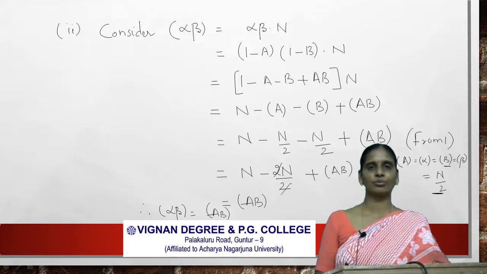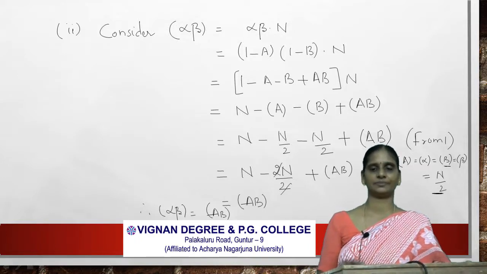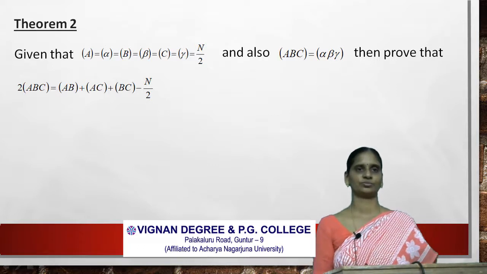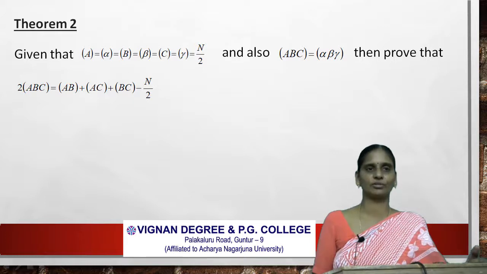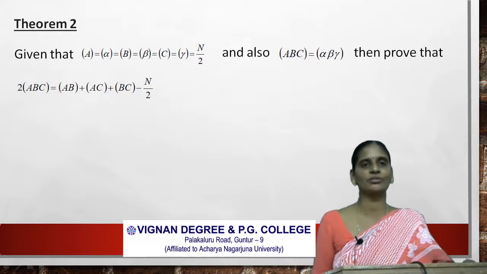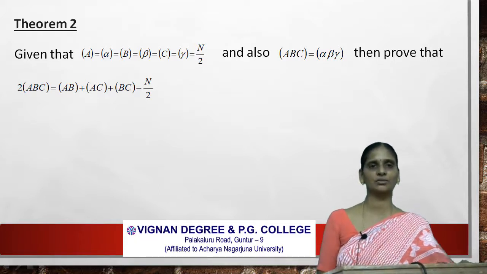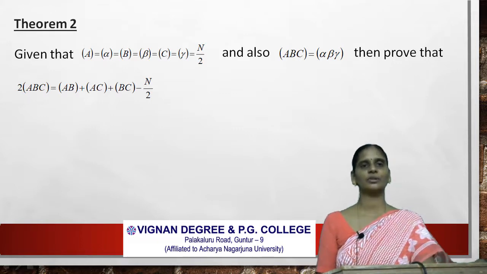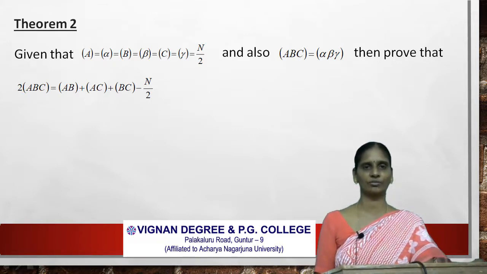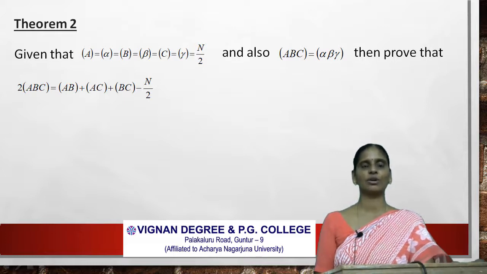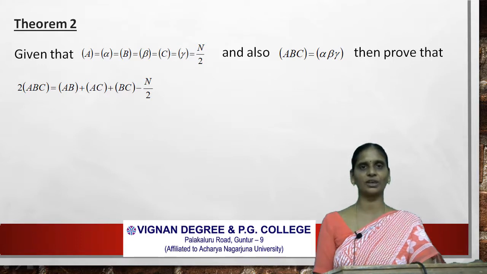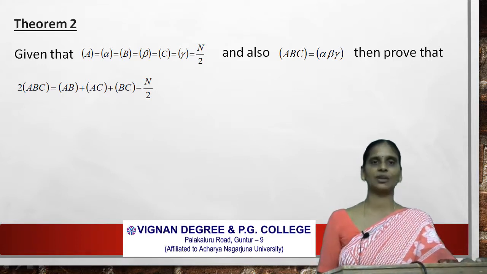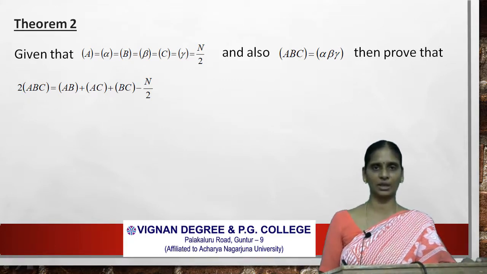So this is the proof of the first theorem. Next, theorem 2. The statement is as follows. Given that frequency of A is equal to frequency of alpha, is equal to frequency of B, is equal to frequency of beta, is equal to frequency of C, is equal to frequency of gamma. So those 6 class frequencies are equivalent to n by 2.